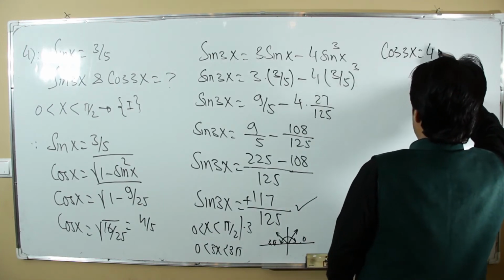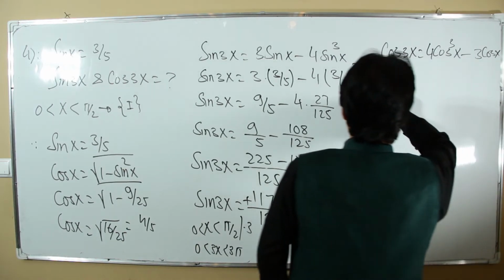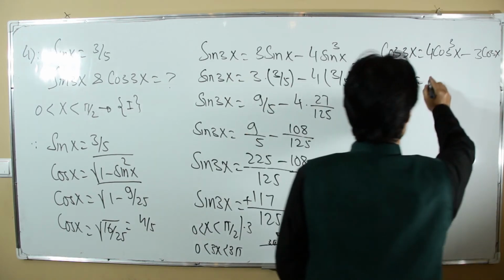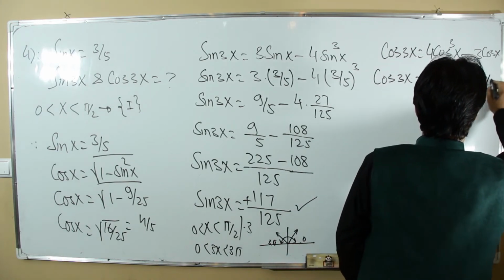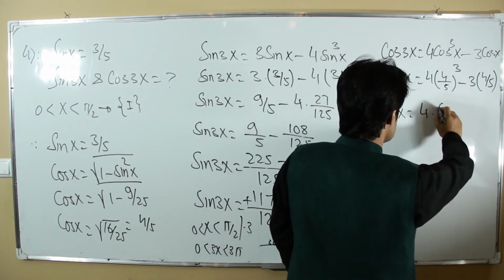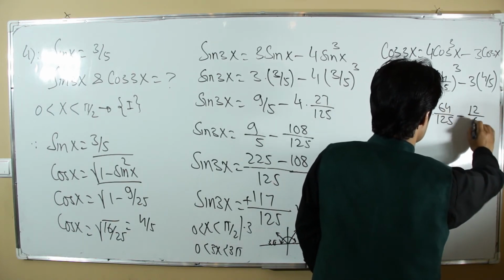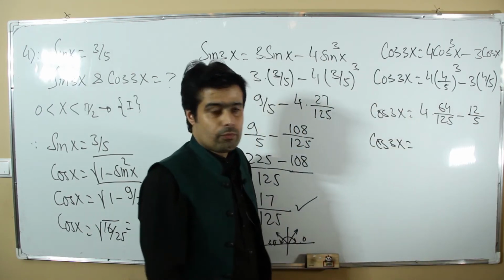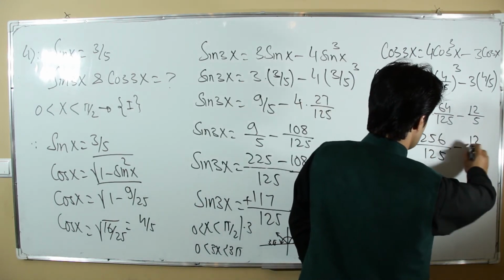Now, what is cosine 3x? Cosine 3x is 4 cosine cube x minus 3 cosine x. Now you know cosine of x, which is 4 by 5. So (4 by 5) whole cube minus 3 times 4 by 5. Am I right? Yes. Cosine of 3x is 4 cube, 64, over 5 cube, 125, minus 3 times 4, 12 by 5. Now cosine of 3x is 4 times 64, 256 by 125 minus 12 by 5.